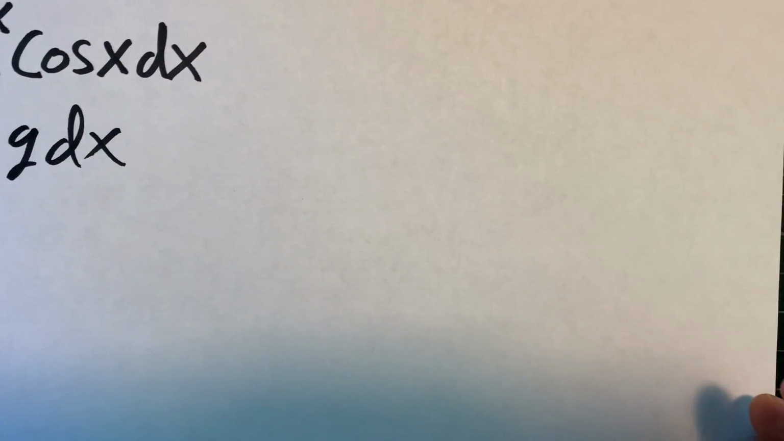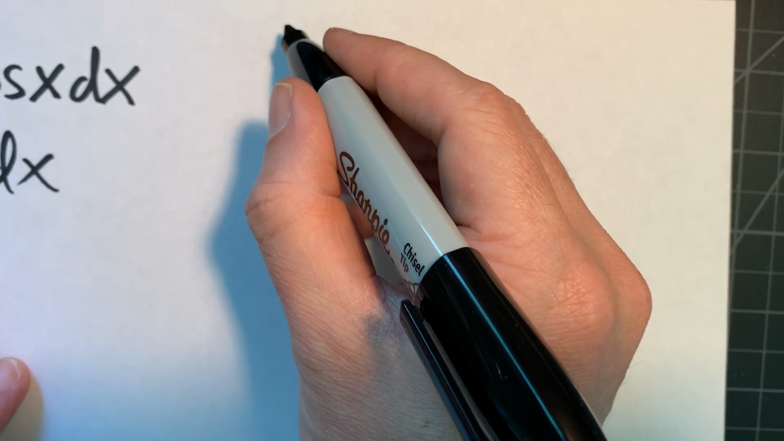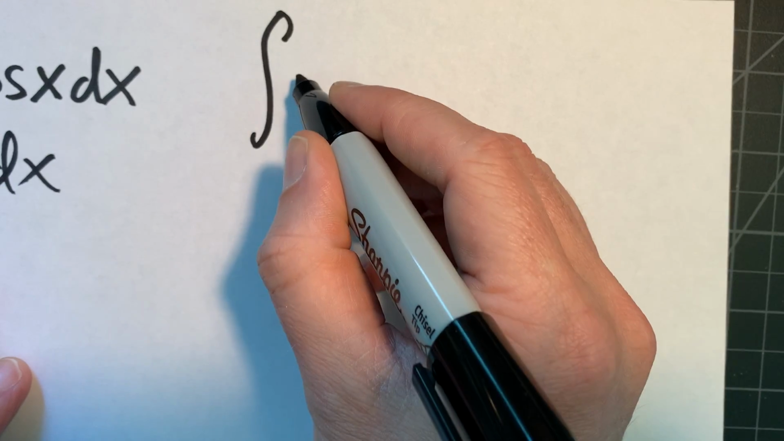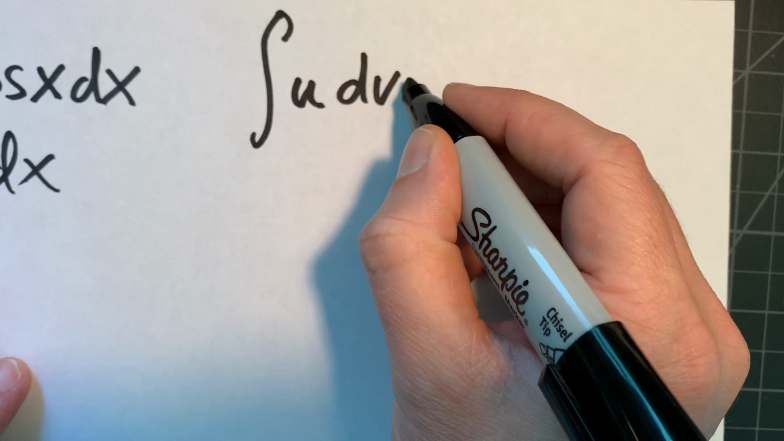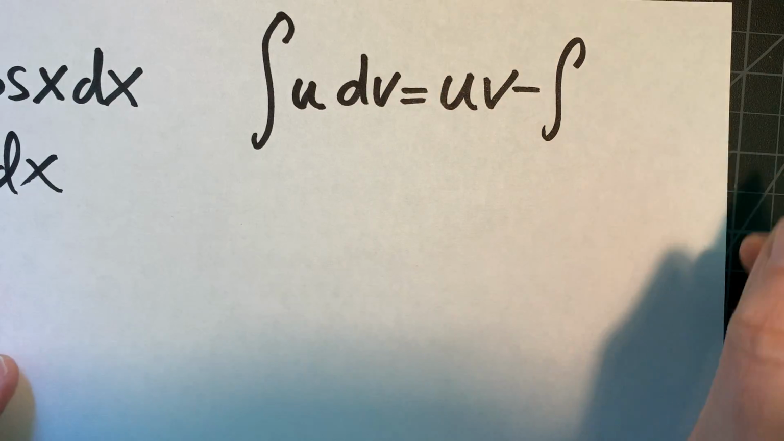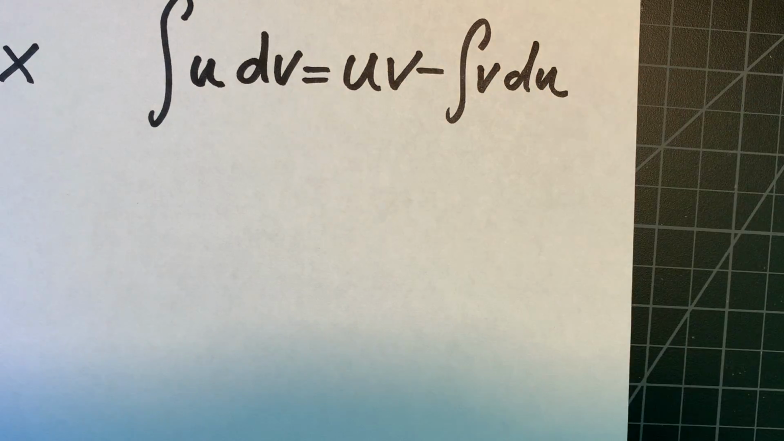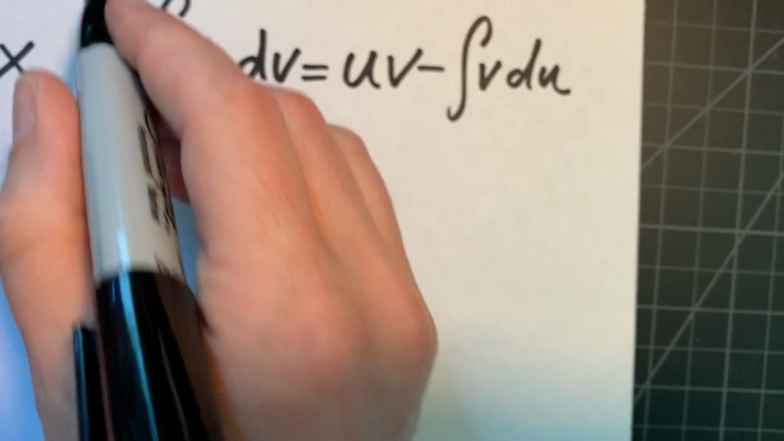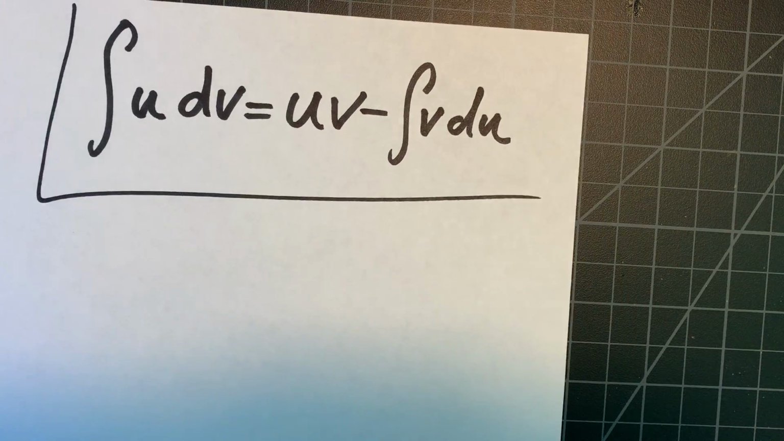If we think of it in that way, then we can use the formula that's derived by parts. So we can say that the integral of u dv equals uv minus the integral of v du. Okay, we can think about it in that way. So this is the by parts formula that we can use, and this will integrate it for us.